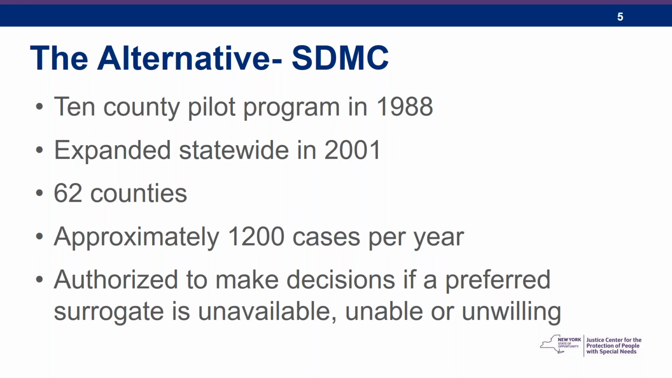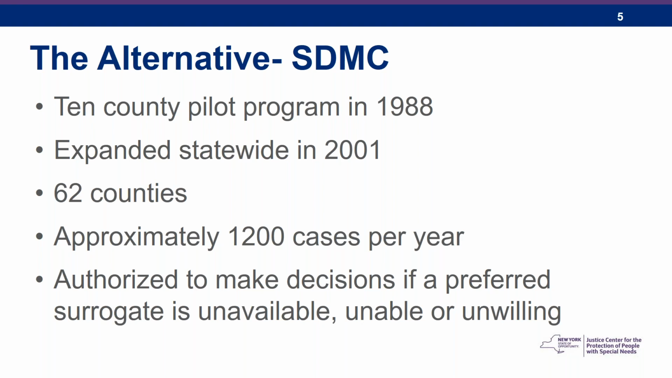It was established by Mental Hygiene Law, Article 80, and Regulations, Part 710. It started initially in 10 counties, operated through the Commission on Quality of Care, and expanded statewide in 2001. We now operate in all 62 counties and handle approximately 1,200 cases per year, with about 10% of those cases being end-of-life cases.